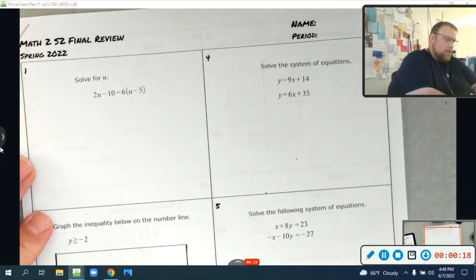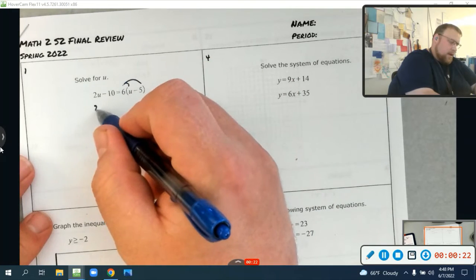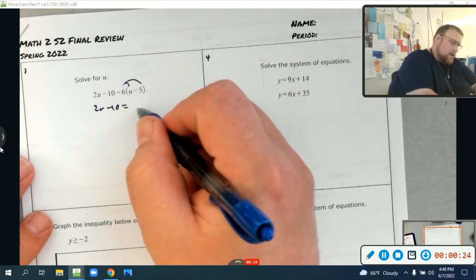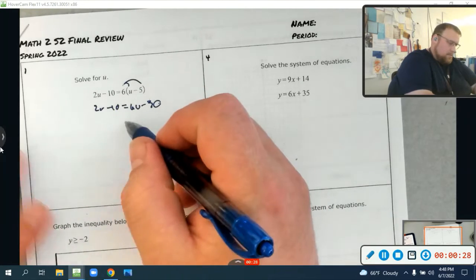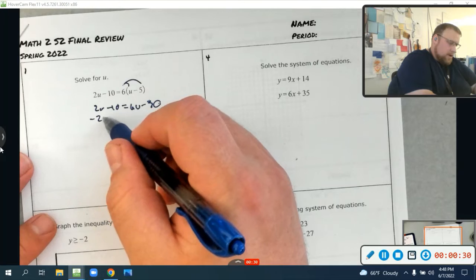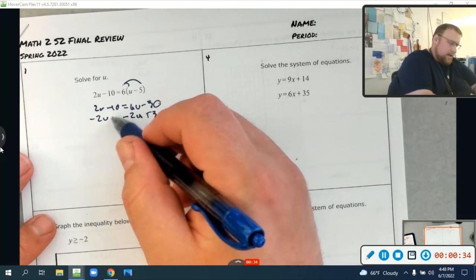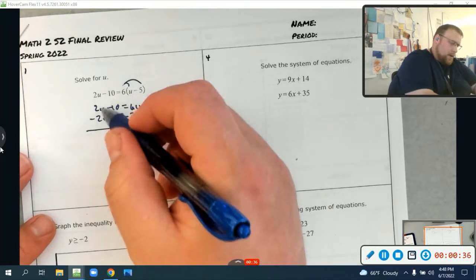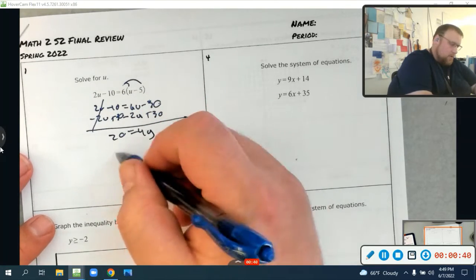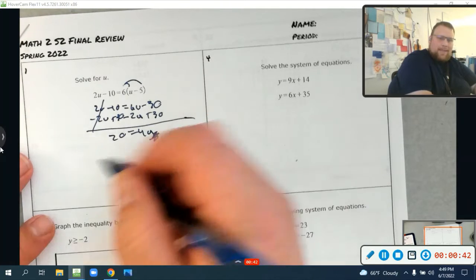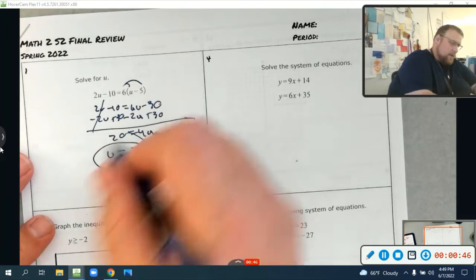All right, so it says solve for u. Let's just do it. Distribute is the name of the game. It's going to be 2u minus 10 equals 6u minus 30, right? Let's go ahead and subtract 2u to the right and add 30 at the same time. Boom. We get 20 equals 4u, or u equals 5. I keep writing y today every time I do it. There we go.